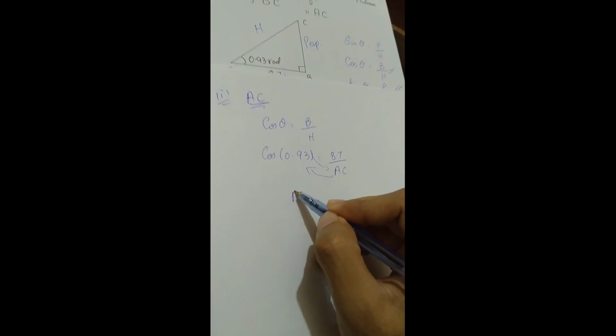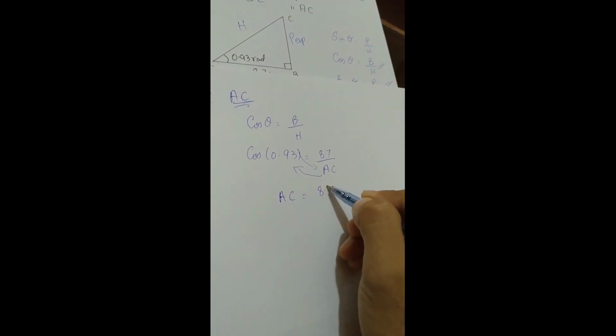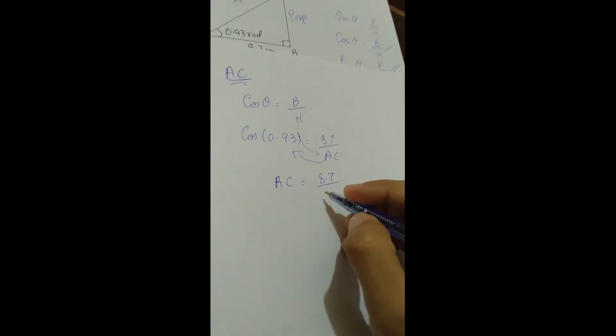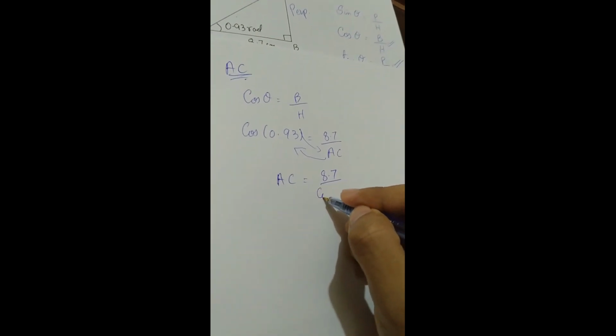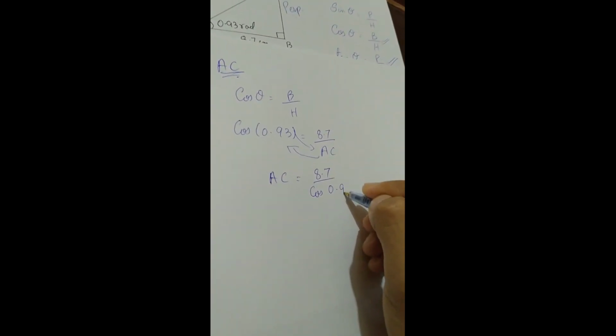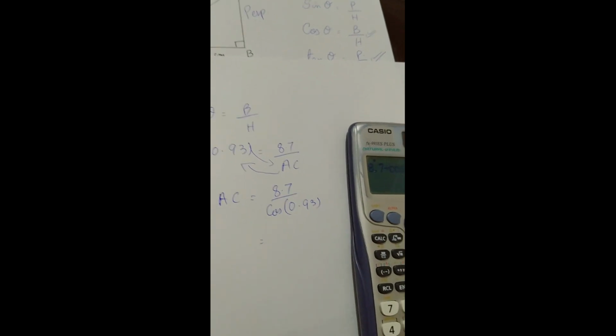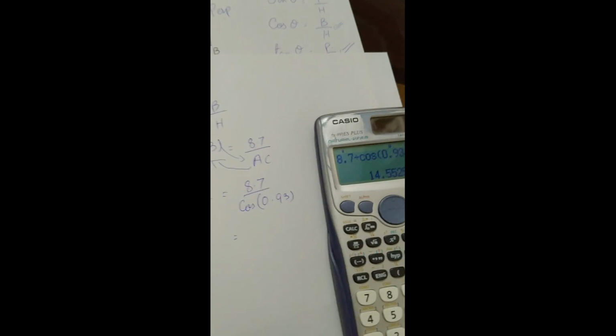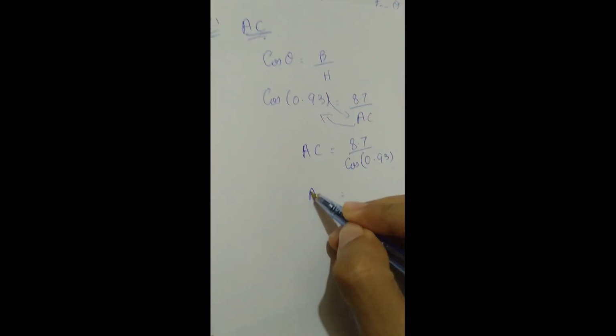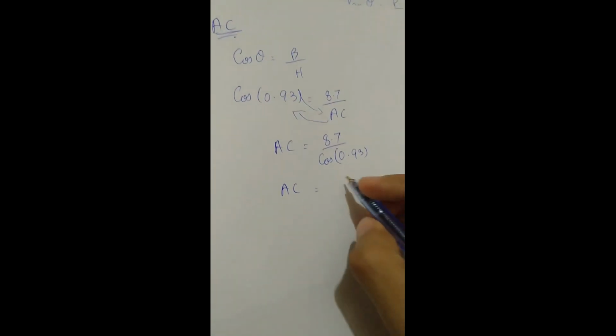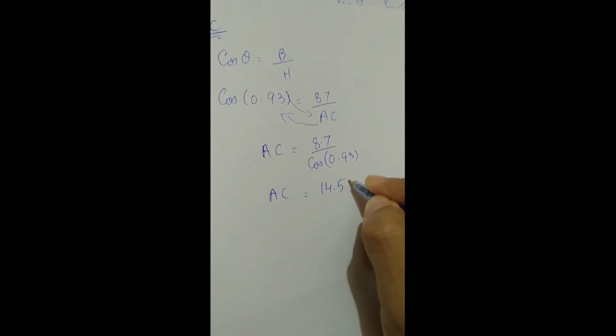Okay, so AC equals 8.7. Now cos, this whole value will be divided here, cos 0.93. So 8.7 divided by cos 0.93. Okay, 14.55. You can see here the segment AC has the answer 14.55.